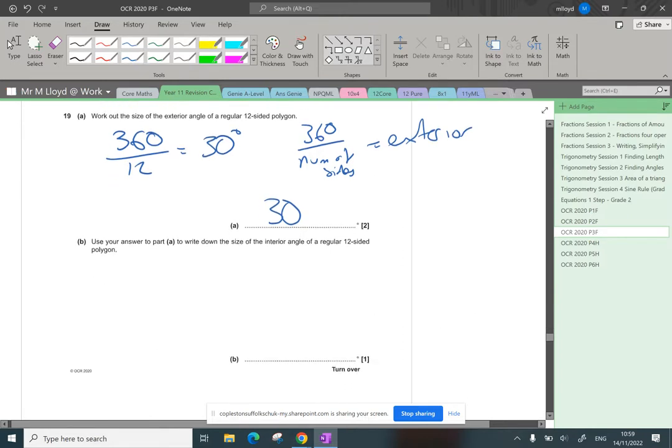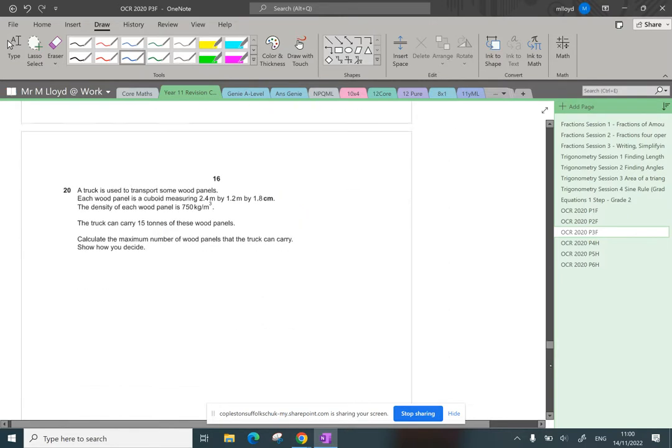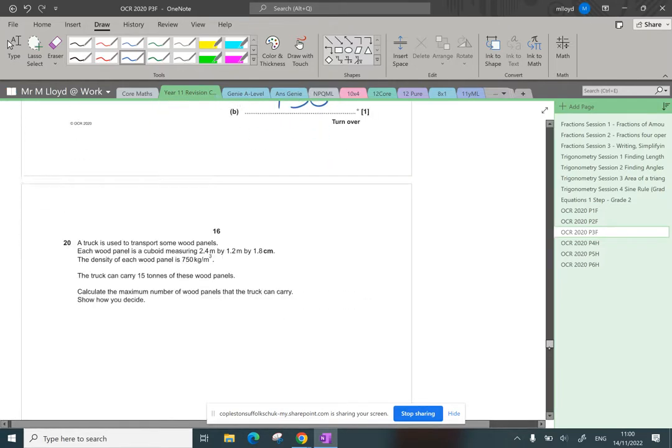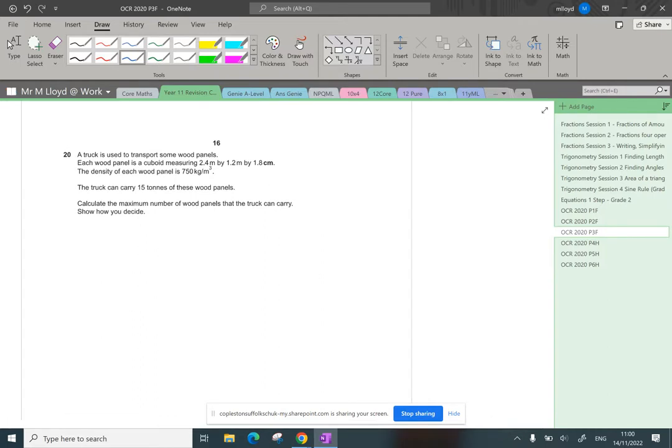Use your answer to part A to write down the size of the interior angle of a regular 12-sided shape. So interior plus exterior equals 180. And then therefore 180, take away the exterior, which in this case is 30, will equal the interior, which is 150. There we go. And I think you get it right even if you just put something that adds to 180 with that number. Okay, let me scroll up. I think I've got time for question 20.